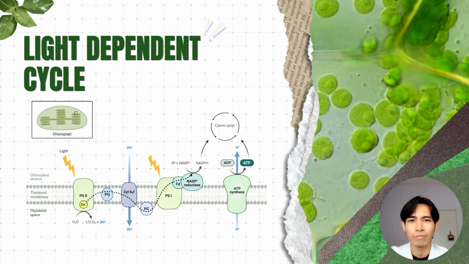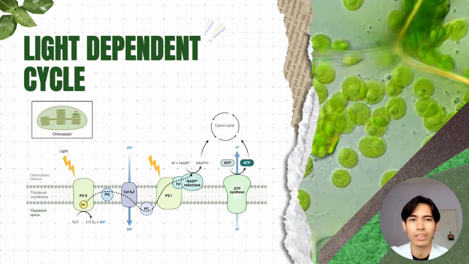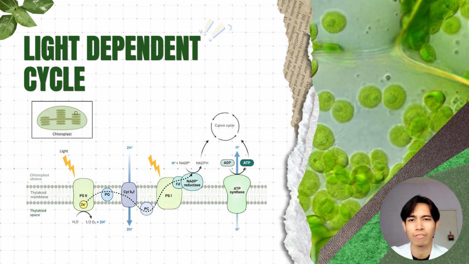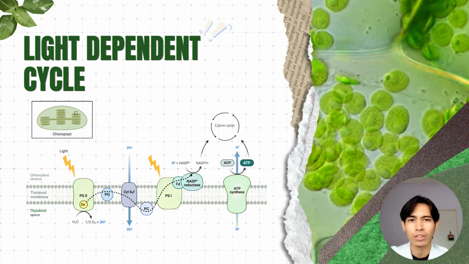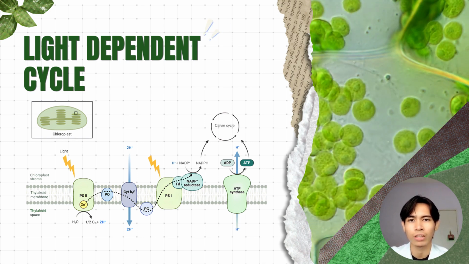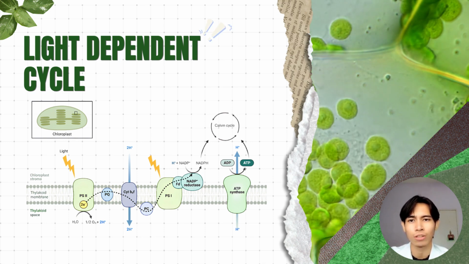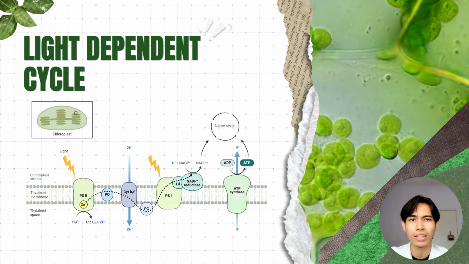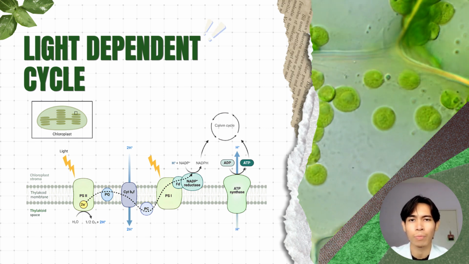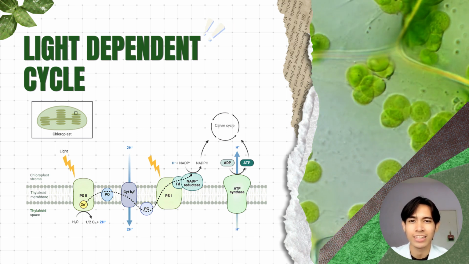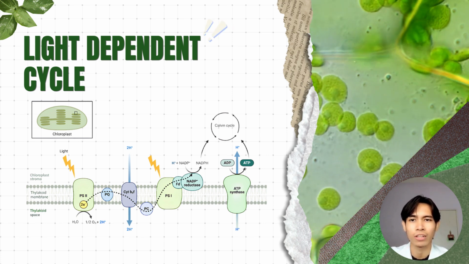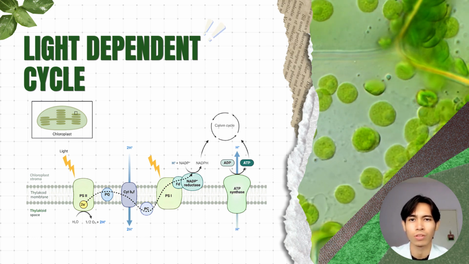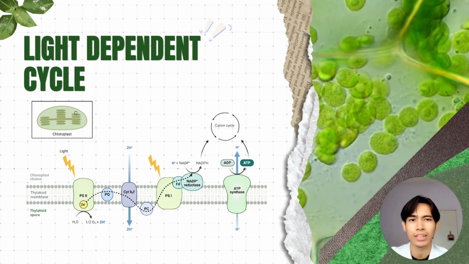The process begins when chlorophyll in photosystem 2 absorbs light energy, exciting electrons to a higher energy level. These lost electrons are replaced through photolysis, where water molecules are split into electrons, hydrogen ions, and oxygen. The oxygen is then released into the atmosphere as a byproduct. Next, the excited electrons move through the electron transport chain. The energy released during this process is used to produce ATP through ATP synthase.